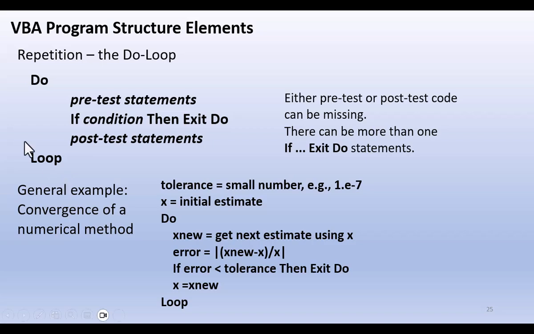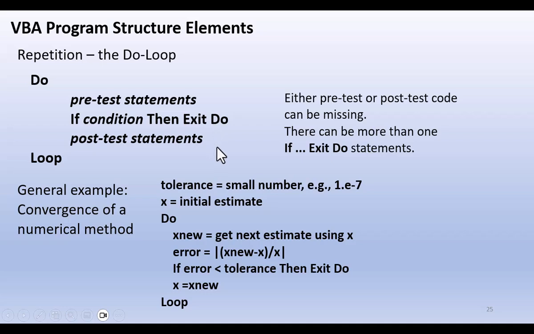So the idea: do, loop, and then we may have some statements, and we have to have at least one if statement with a condition that when it evaluates to be true, we execute the exit do, which comes down below the loop and continues. If that condition is false, we do these statements, we call them post-test, and then we loop back. Now, there's plenty of flexibility with this structure. You can have it without any pretest statements. You can have it alternately without any post-test statements. And you can have more than one if test with the exit do.